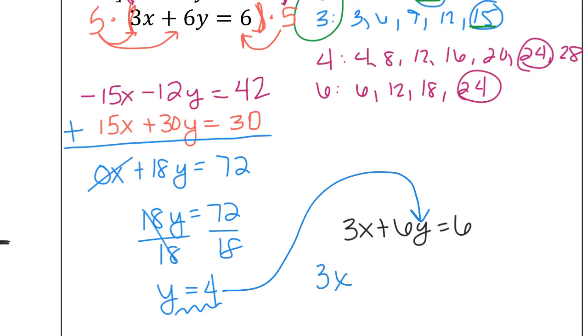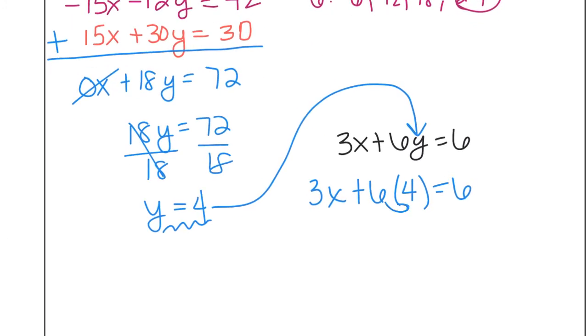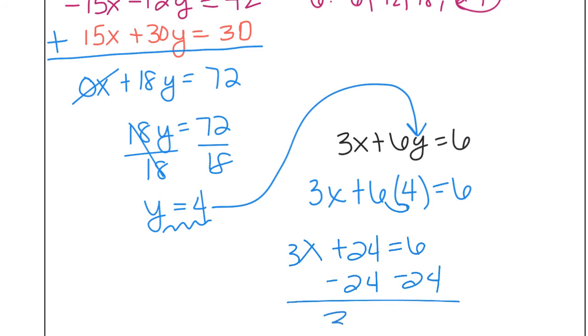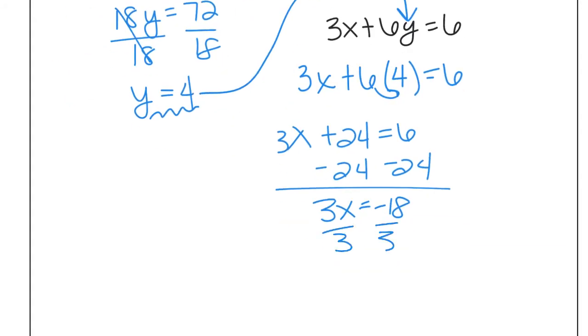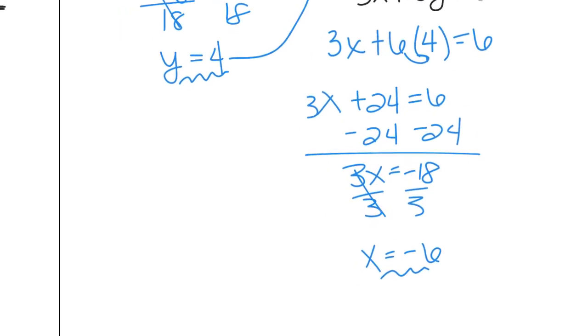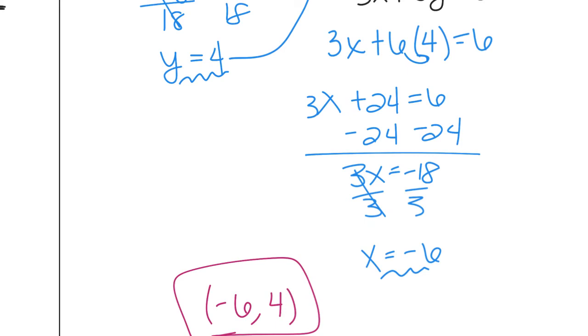So I'm going to have 3x plus 6 times y, which is now a 4, equal to 6, and I'm going to solve for x. 6 times 4 makes 24. Subtract 24 from both sides, and we get 3x equals negative 18. Divide by 3, and we have x is equal to negative 6. So your final answer is putting these two into a coordinate point. So -6 for the x, comma 4 for the y.